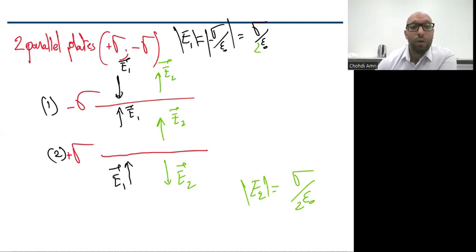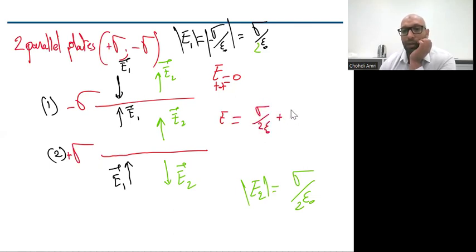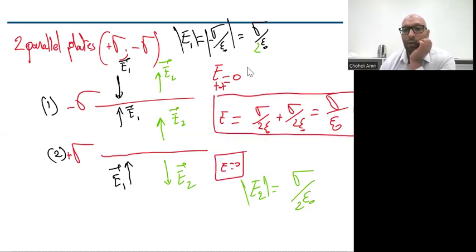So let's discuss above the upper plate: the electric field, one upward, one downward. They have the same magnitude, so the electric field is 0. The electric field in between is sigma over 2 epsilon naught plus sigma over 2 epsilon naught, which is equal to sigma over epsilon naught. And here also E is 0. So this is the expression of the electric field produced by two parallel plates with different sign in the charge.